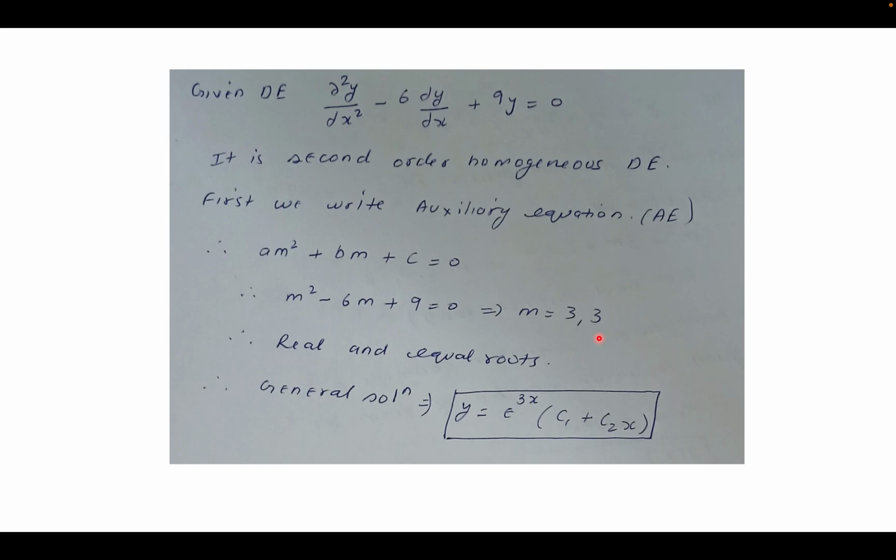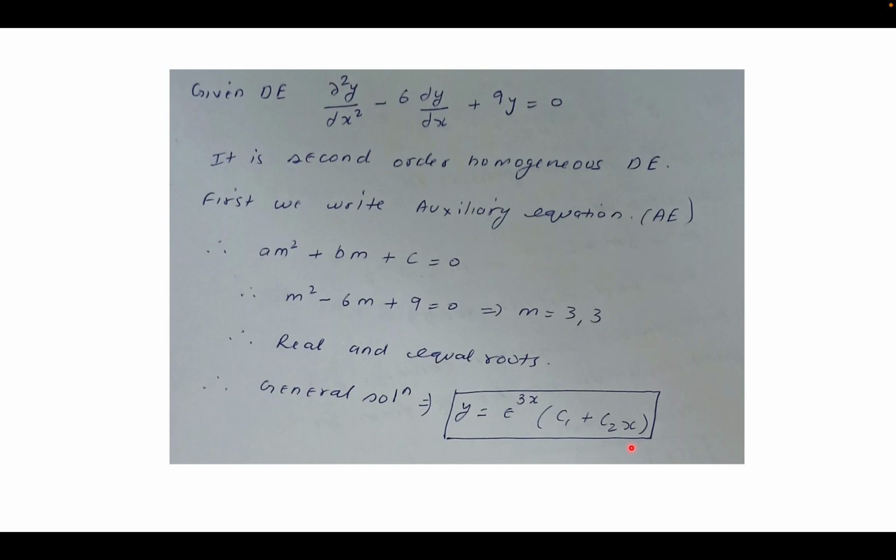And now I hope you already know how to write the general solution if you have both equal and real roots. In that case, the solution is y = e^(mx), where m is 3, times (c1 + c2x), right? Where x is the independent variable. So I hope you will be able to solve such type of problem.